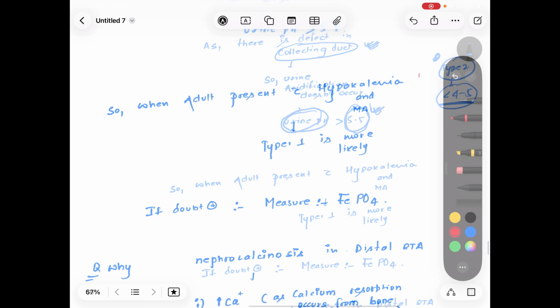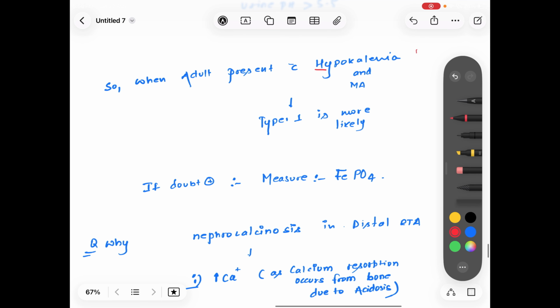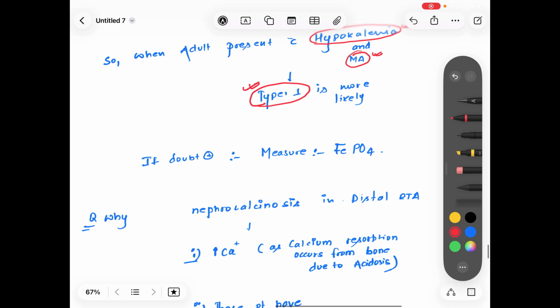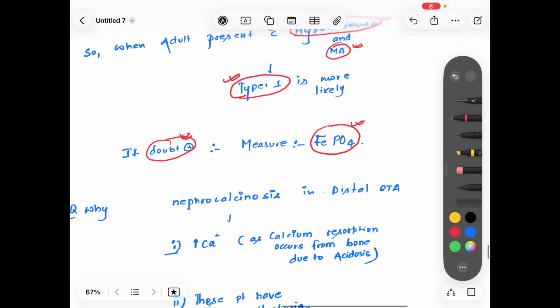So when an adult patient presents with hypokalemia and normal anion gap metabolic acidosis, you have to suspect type 1 RTA more than type 2 RTA. If there is some doubt, then you can measure fractional excretion of phosphate, because phosphate is primarily reabsorbed from the proximal convoluted tubule. If this is positive, then it can be type 2 RTA.